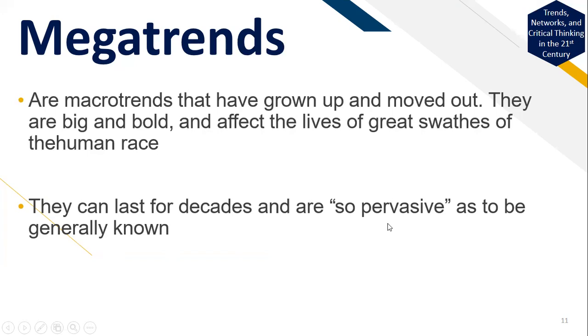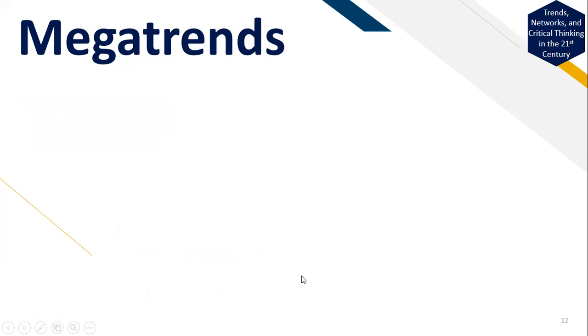So yung sinasabi nating so pervasive as to be generally known. So ibig sabihin, so pervasive, in other words, they are really evident. Okay? They are really conspicuous. Okay? Alam ng lahat. So megatrends are obvious and evident. Okay? So what are some of the examples of megatrends?